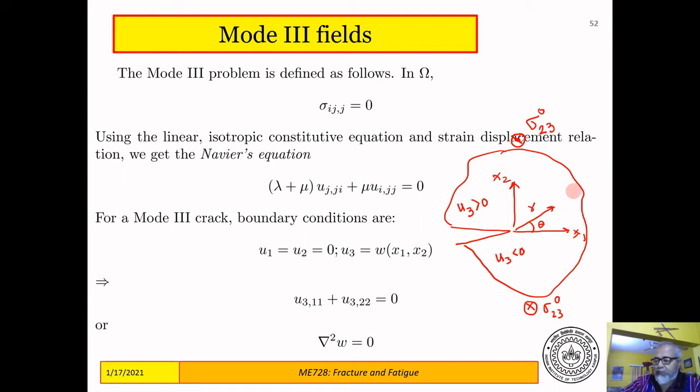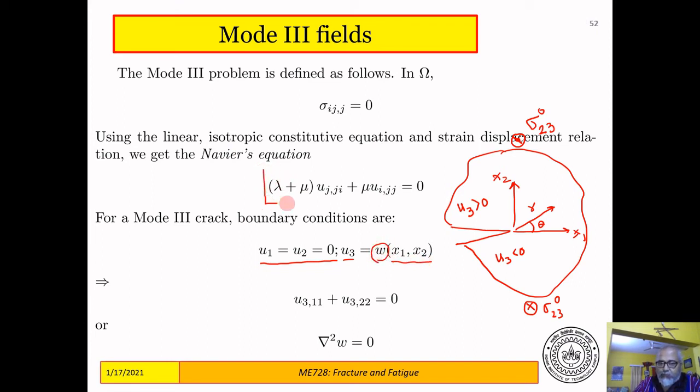So it is like tearing a paper. If you take this piece of paper, here's the crack, and this upper part is moving towards you, lower part is moving away from you, and you are trying to tear it like this. So that is mode 3, where U1 and U2 are 0 all over the plane, and U3 can be expressed as a function of x1 and x2 alone. We call that function w.